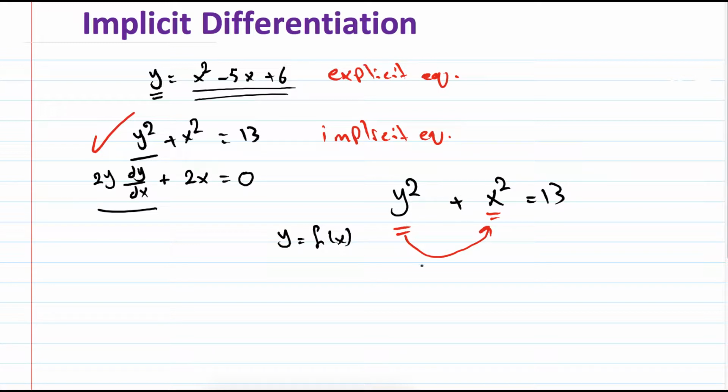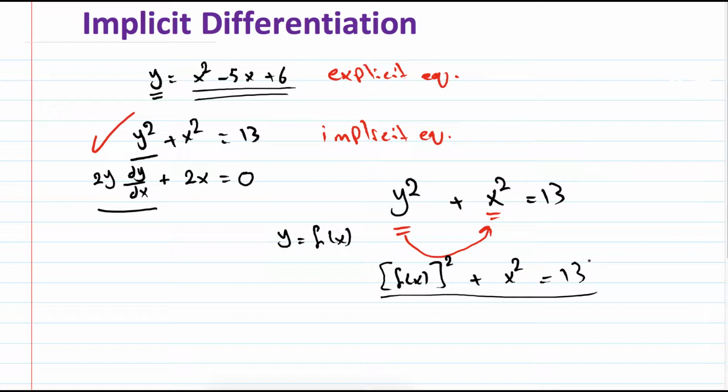So instead of any y, I can just put f of x. Instead of this y to the 2, I can put f of x, with everything squared, plus x to the 2 equals 13. So if I want to differentiate this equation, I'm going to take the differentiation of both sides of the equation.